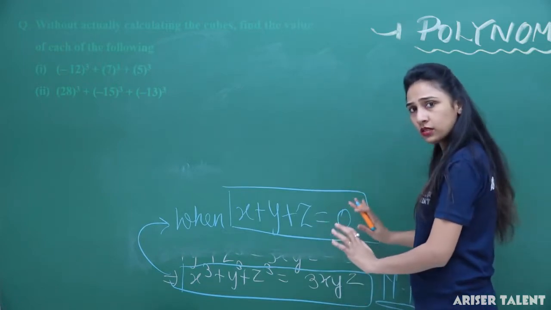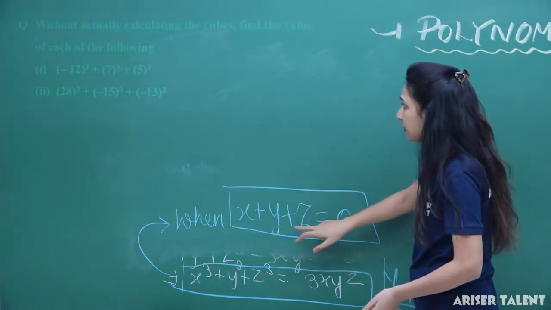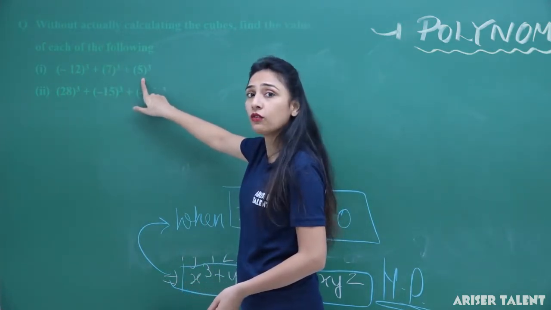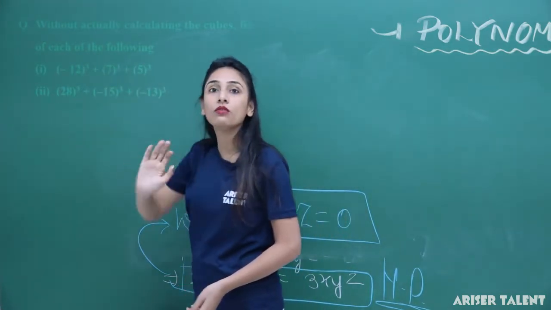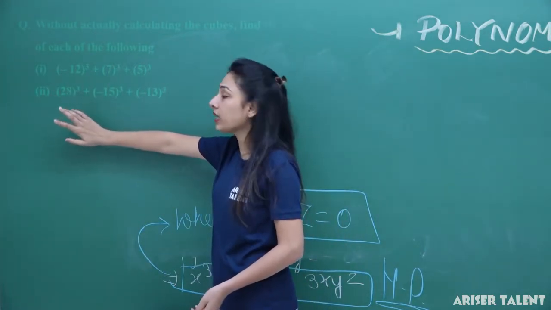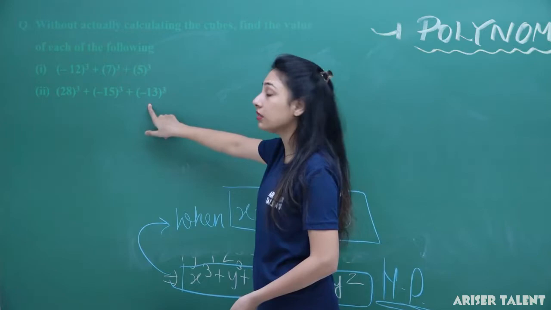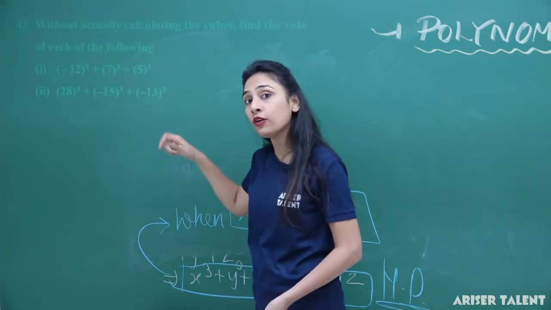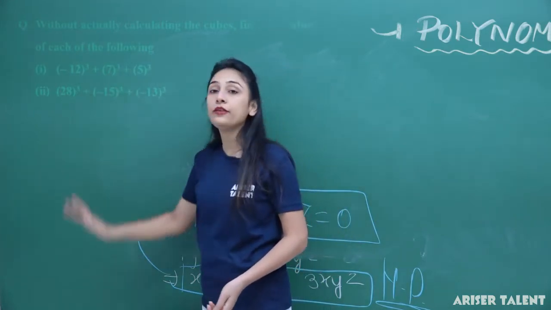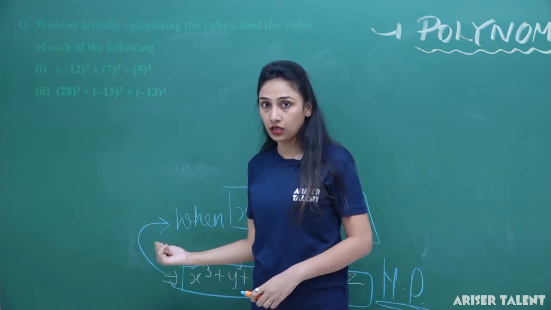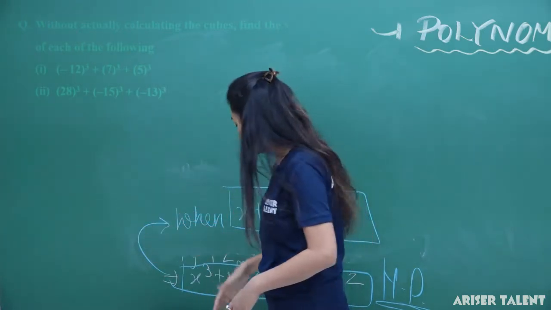You know about this now, x plus y plus z, you can just see it here, 7 plus 5, what? 12. 12 minus 12, what? 0. Here again, 28, minus 15 minus 13, that is 28 minus 28, and that is again 0. So, now we are ready to use this identity in these two questions and find out the answer.